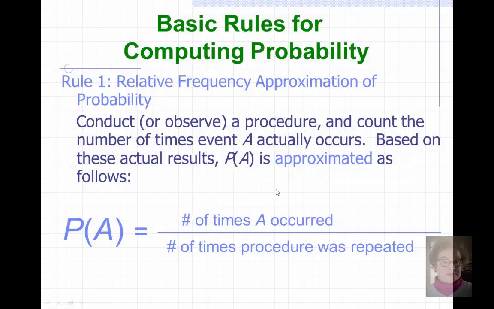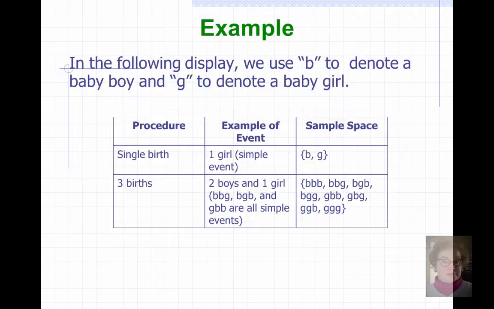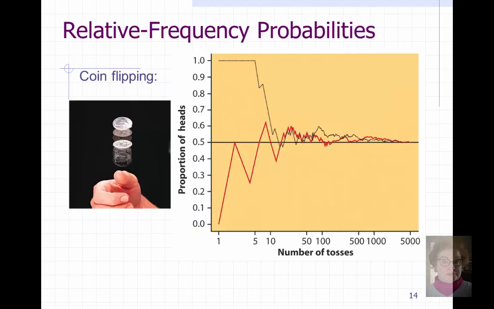We did it theoretically. That brings us to rule number 2, where we looked at the number of ways that two boys and a girl can occur, and we looked at the number of total simple events in the sample space. Again, there were 3 ways, 1, 2, 3 ways we could get two boys and a girl out of the 8 ways. So the probability of two boys and a girl out of 3 births is 3/8.